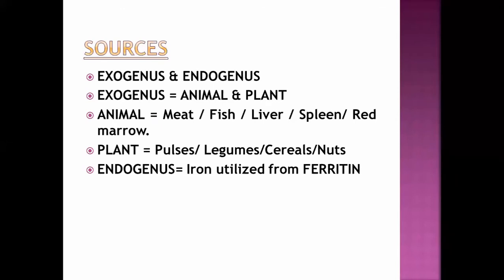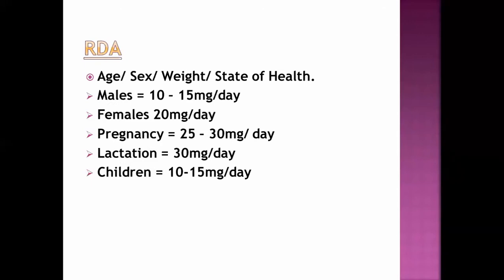cereals, and nuts. RDA, the daily required allowance of the iron, depends upon the age, sex, weight, and state of the health. Four parameters. Daily required allowance is not universal. It depends upon the age. बच्चों के अंदर daily required allowance क्या है, old age के अंदर क्या है. It depends upon the sex, variable quantities required in the males and females, weight point of view, and state of the health point of view.